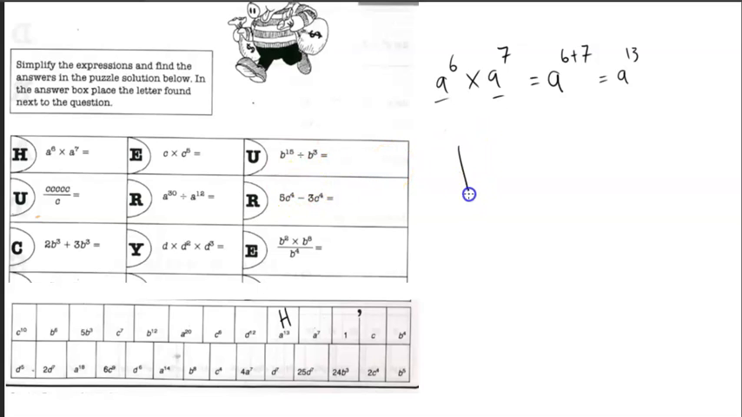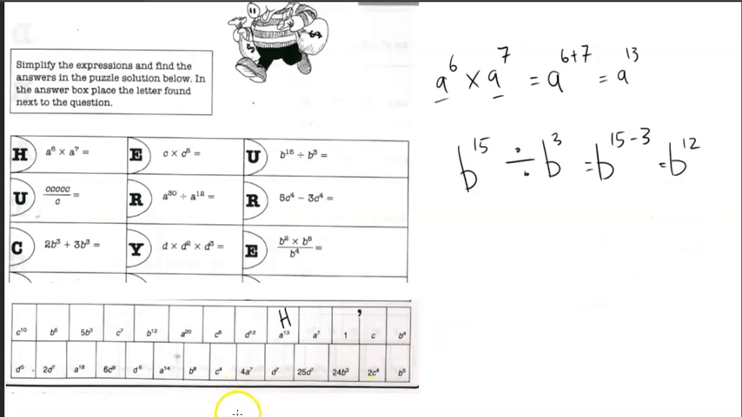When it's a division, this example here with the letter u, b to the power 15 divided by b to the power 3. When the division is happening and the bases are the same, it is a simple subtraction of the powers. In this case, this is b to the power 15, take away 3, which is b to the power 12.